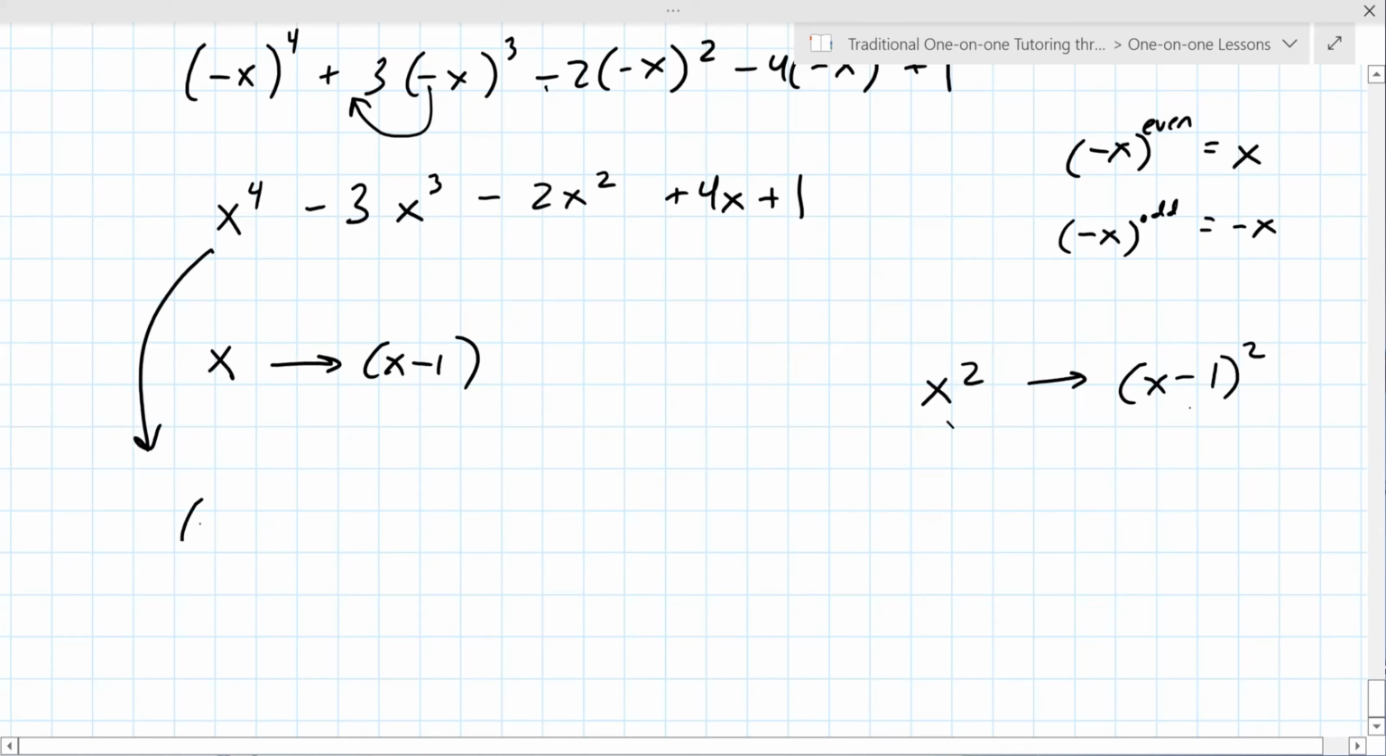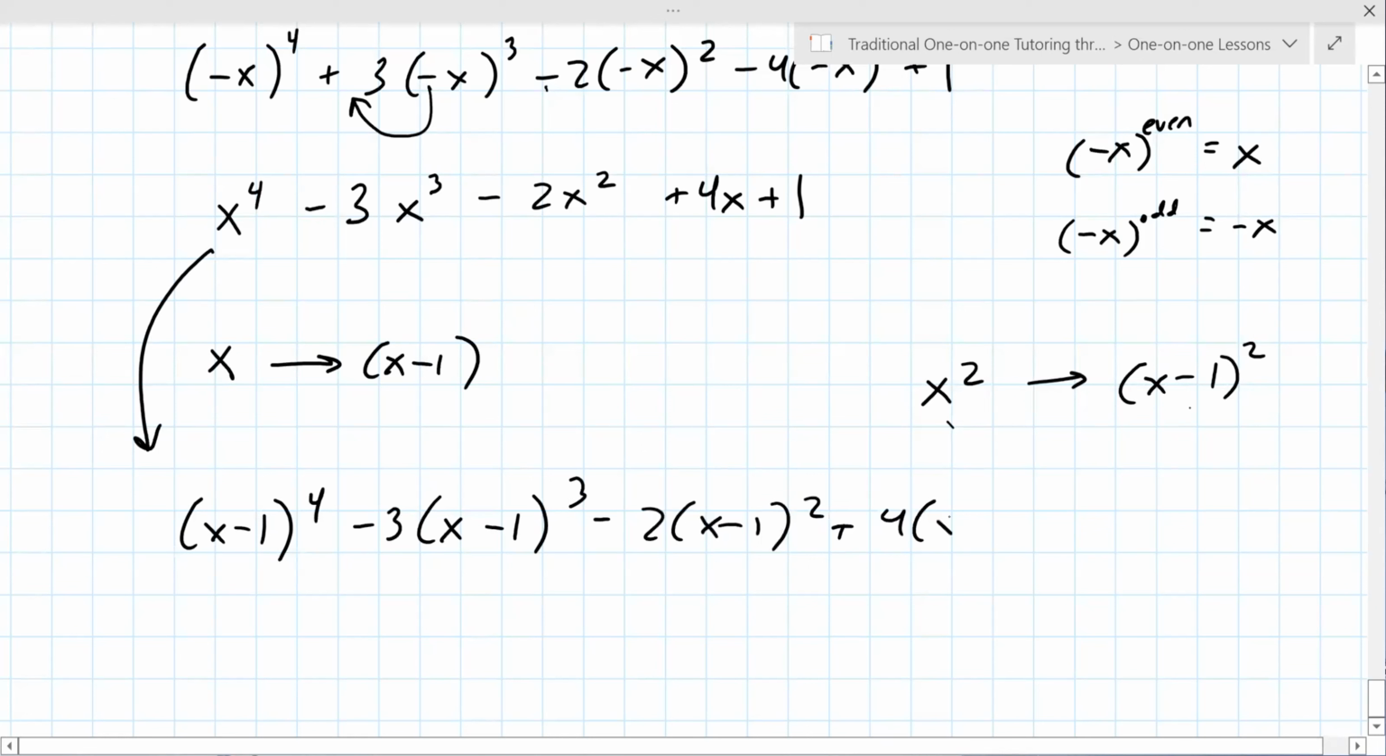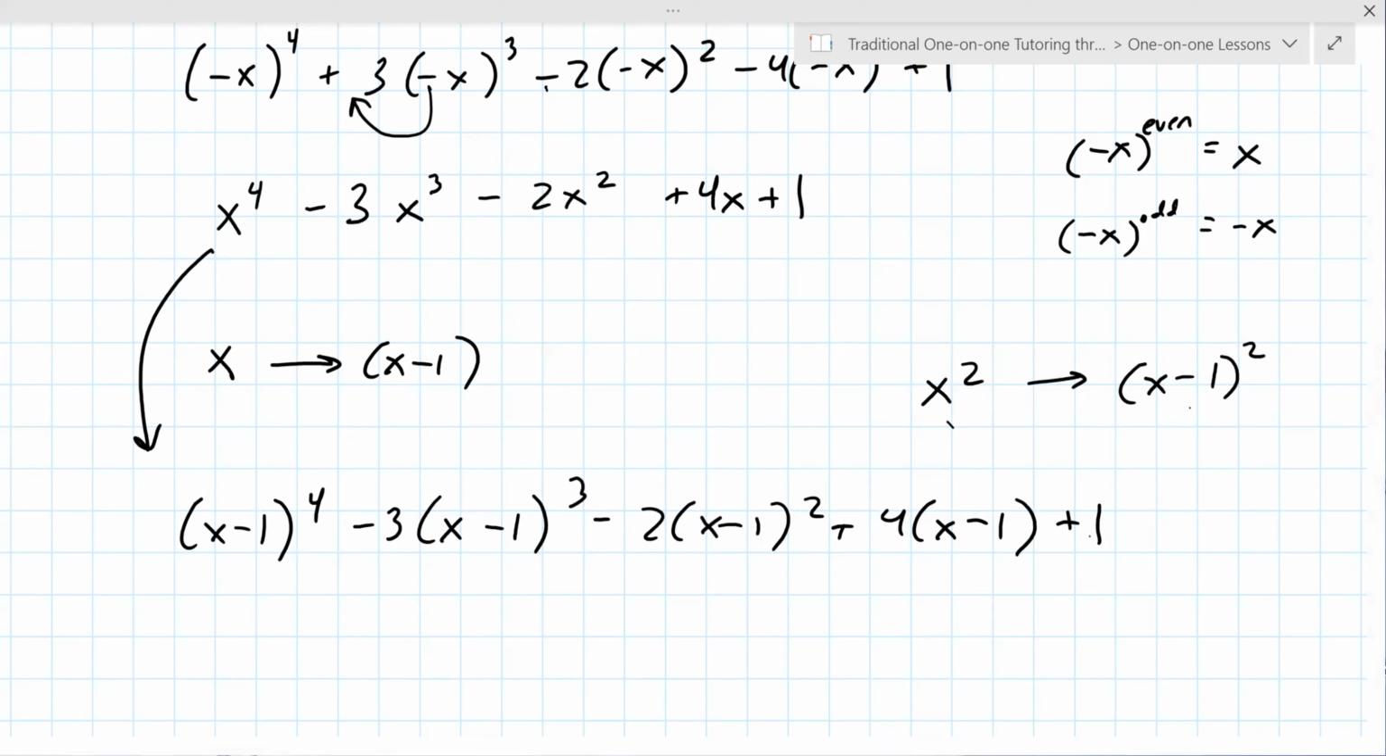So this becomes x minus 1 to the fourth, x minus 1 cubed, x minus 1 squared, x minus 1 plus 1, like that. And that is it. You may want to ask your instructor, but it would be kind of absurd to have you simplify this. This is just a lot to do. It's like a Pascal's triangle problem, a bunch of them. But you can save that for him or her.